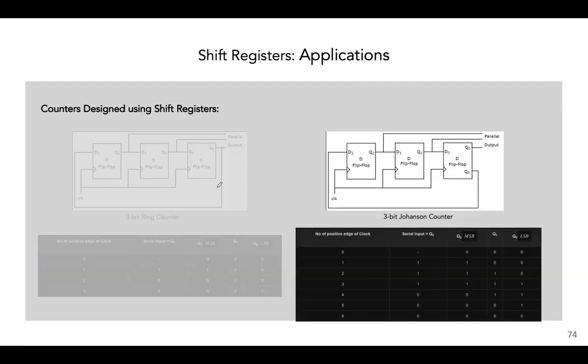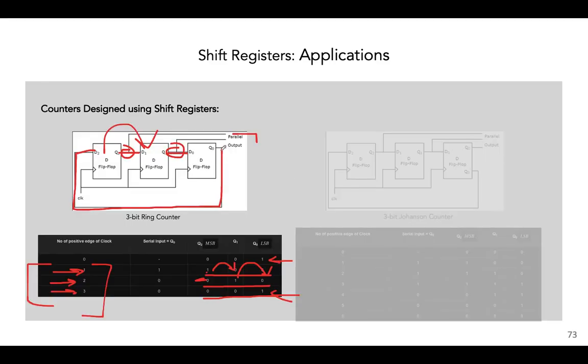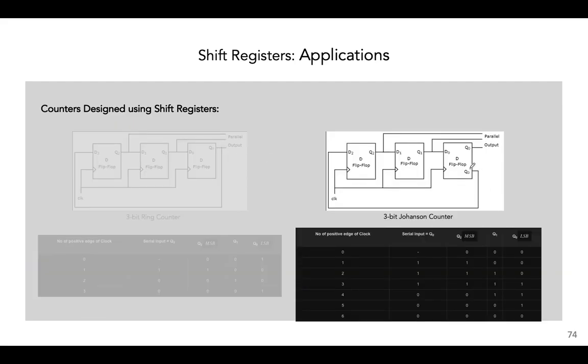And this is essentially what goes on in a Johansson counter as well. The difference between a ring counter and a Johansson counter is that this output line in case of a ring counter was this one, but in this case this is Q dash. That's the only difference, right?